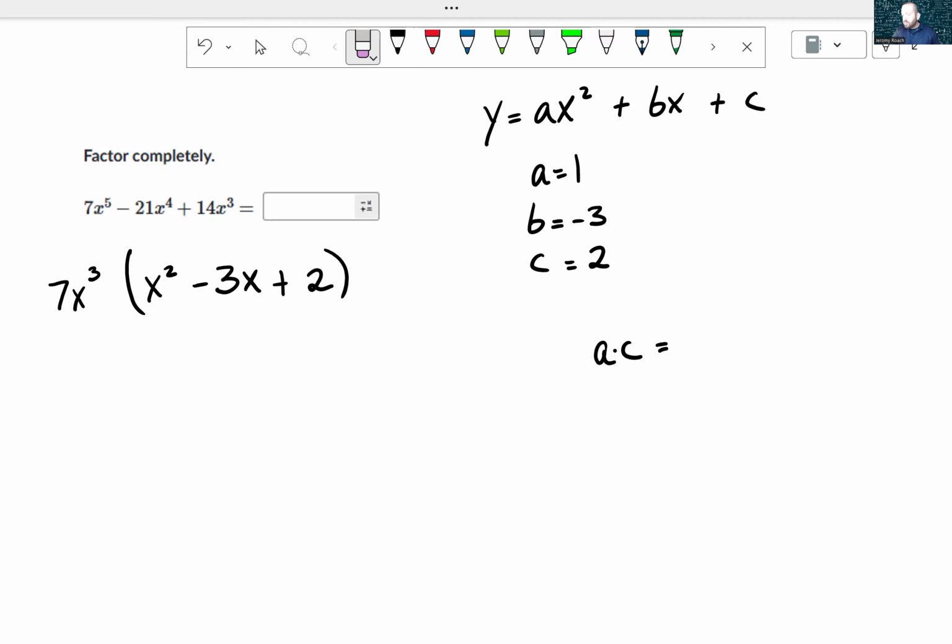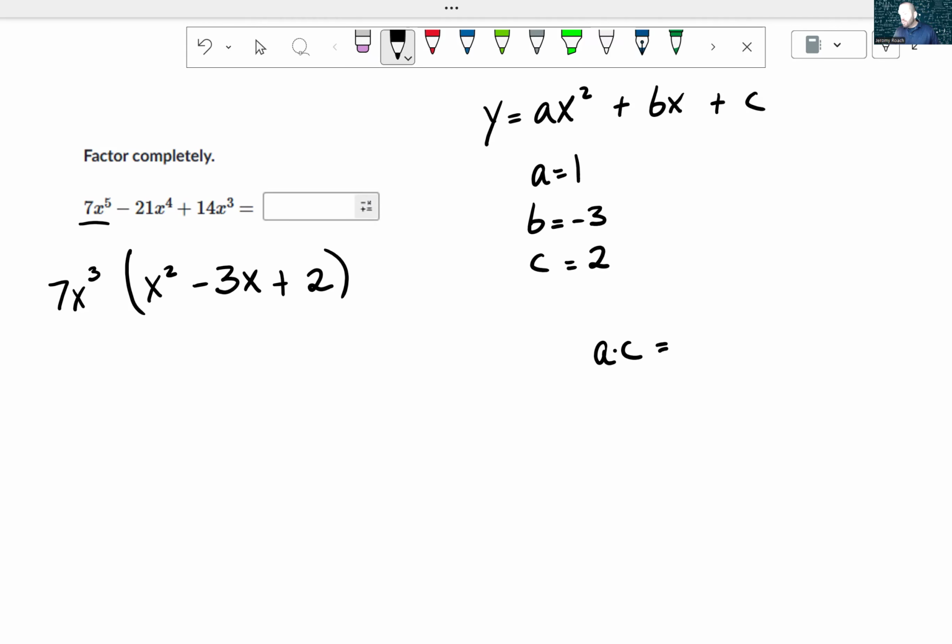So let's recheck this now. 7x cubed times x squared is 7x to the fifth. I wrote a 2 there. I don't know why I did that. I think maybe I was looking too far ahead at the 14. 7x cubed times -3x is -21x to the fourth. 7x cubed times 2 is 14x cubed, excuse me.